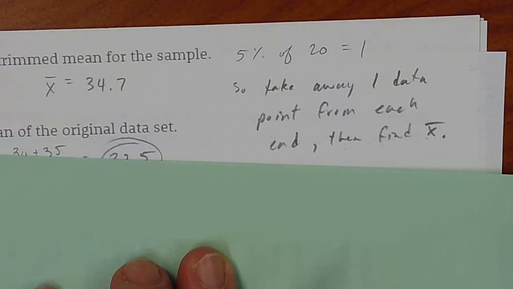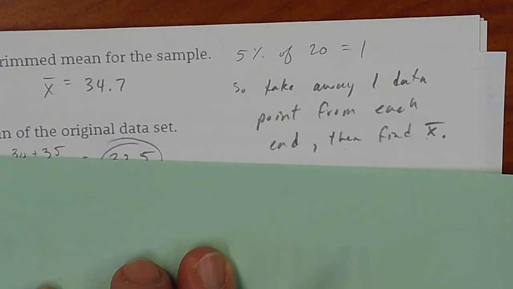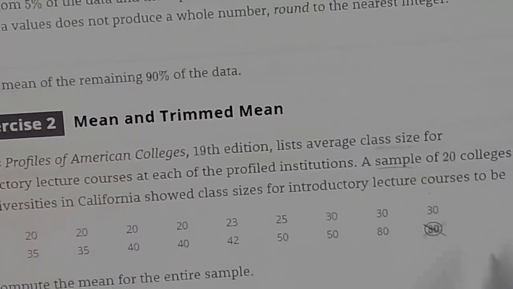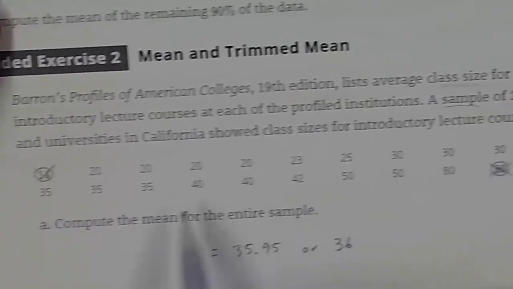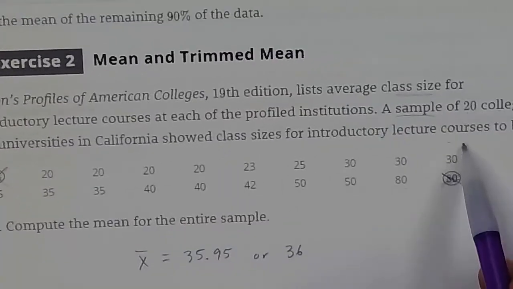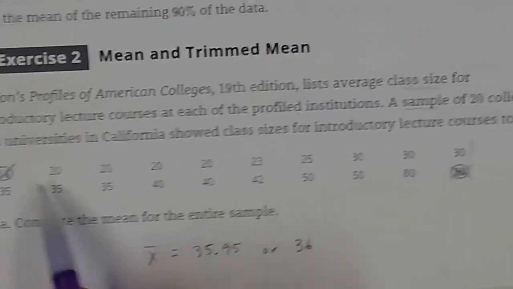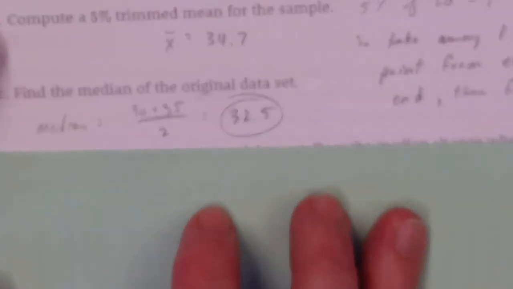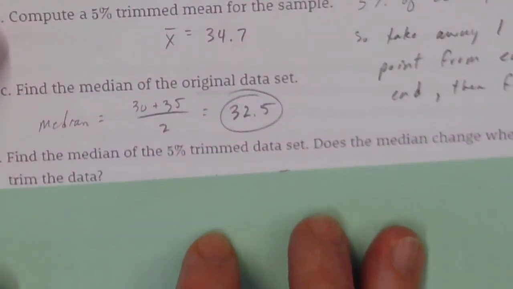All right, so C, find the median of the original data set. This part's just kind of review. The median, it says original, so I'll go back to all 20 pieces of data. They already put it in order for us. So it's going to be between the 30 and the 35, right? Because that puts 10 on each side. 10 pieces of data here, 10 pieces of data here. So 30 plus 35 divided by 2 gives me 32.5 for the median.